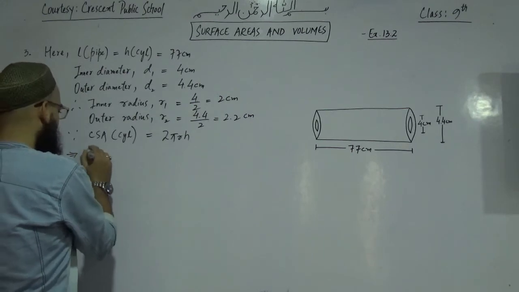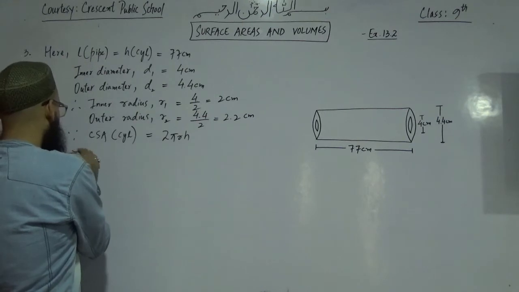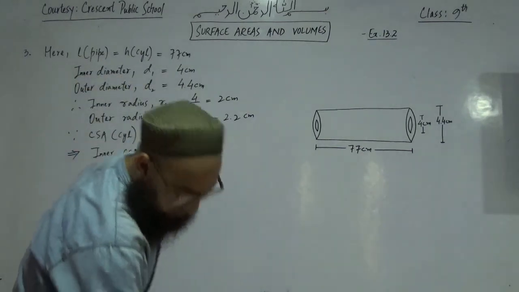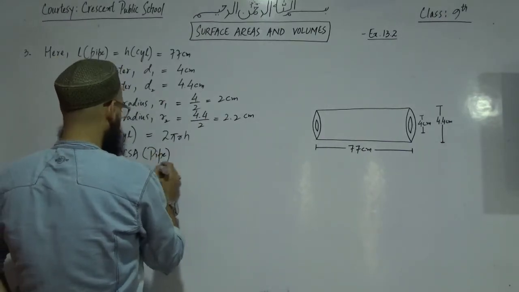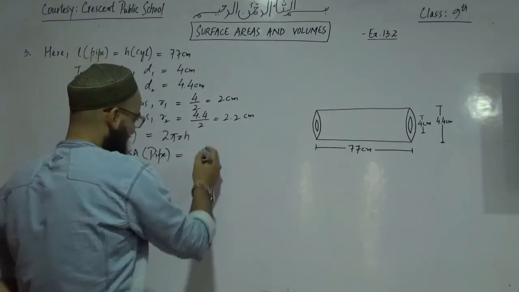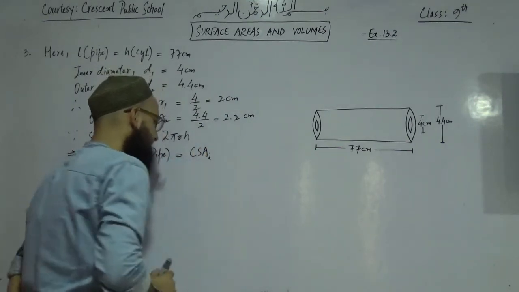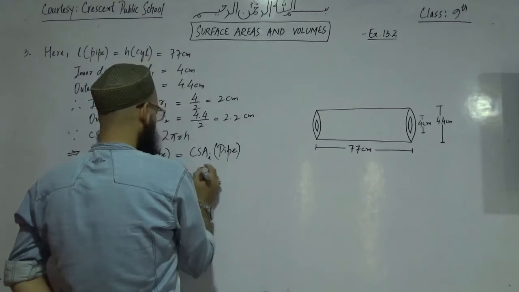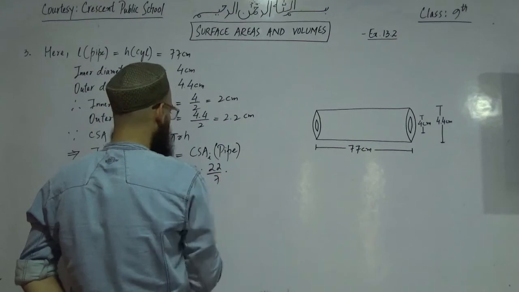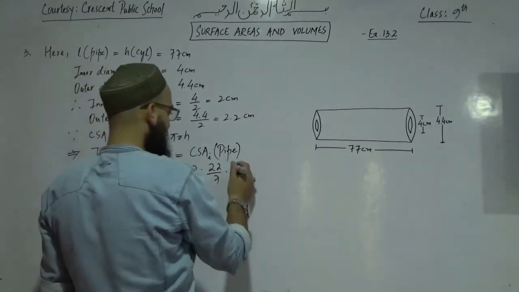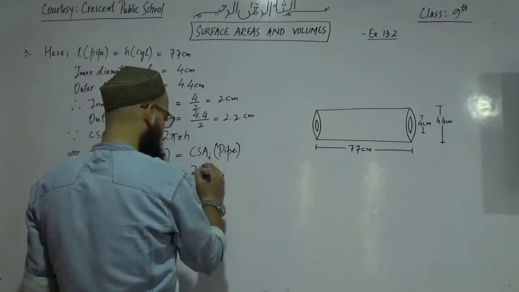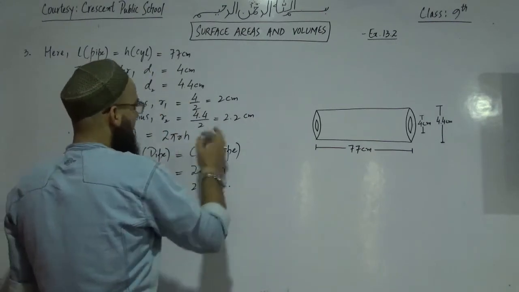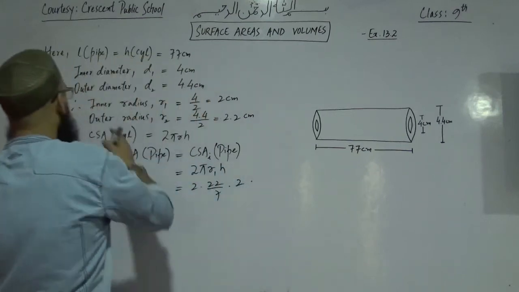Which implies that inner curved surface area of pipe will be equal to, let us say CSAI of pipe, and that is equal to twice pi, you take 22 by 7 times radius, radius will be treated as inner radius, that is R1. First I'll write like this, 2 pi R1 h, and that is 2 times 22 by 7 times inner radius. Inner radius is 2, and then times height. Height is 77.